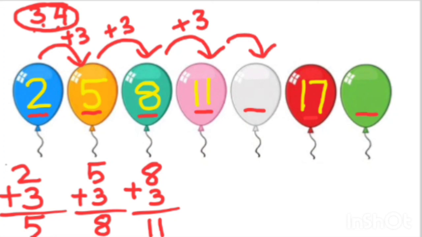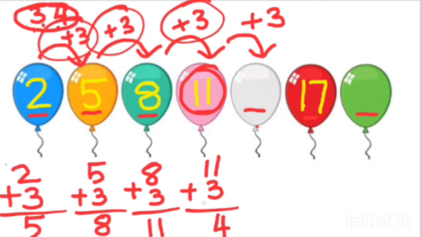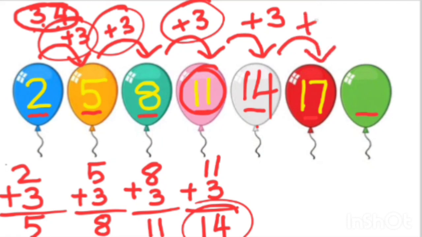Now we have to find out what comes in this white balloon. We know that the previous number is 11, and we also know the rule is to add 3 every time. So we will do 11 plus 3. 3 plus 1 will give us 4, and we bring the 1 down. So the next number is 14. Then 14 plus 3, count on your fingers. 15, 16, 17. Very good. 17 plus 3 will be, count on your fingers again. 18, 19, 20. So we have completed this number pattern.